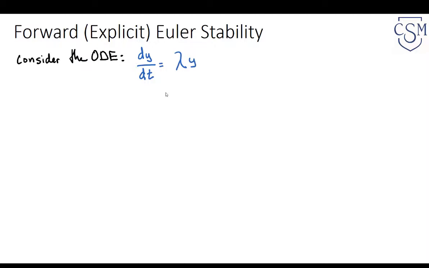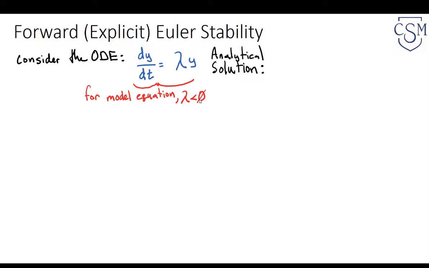While I won't be testing you on it, it is often important to understand the stability of a numerical method for solving ODEs. Consider this model equation that is a first order differential, dy/dt is equal to lambda y. We say that this is our model equation when lambda is less than 0. We can easily derive an analytical solution for this model equation.